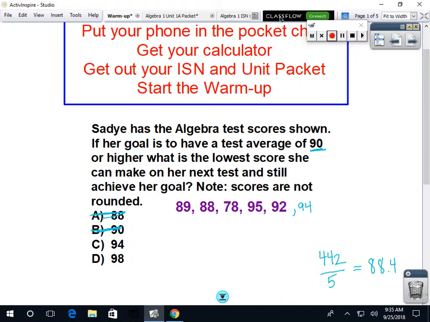Is that enough? No, she wants a 90. So it has to be D, at least a 98. Because if you were to add 98 points to the 442 points she already has, and then divide that by 6, it gives her a 90 even. Okay, exactly a 90. Okay, now turn in your packets to page 9.